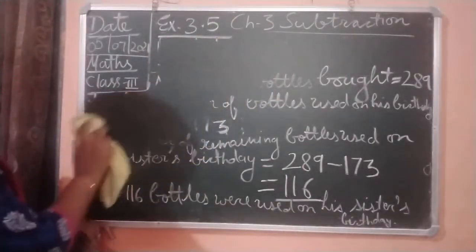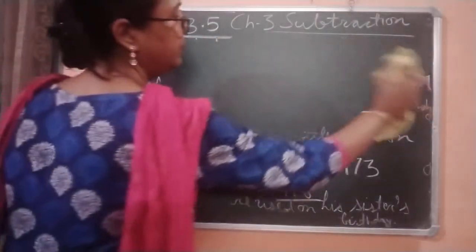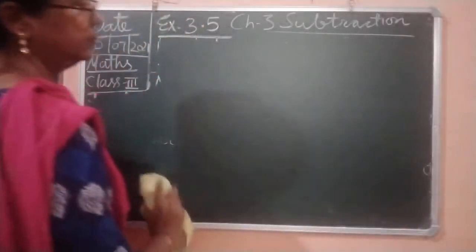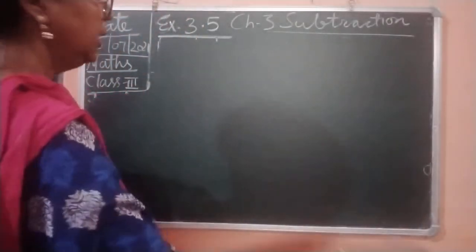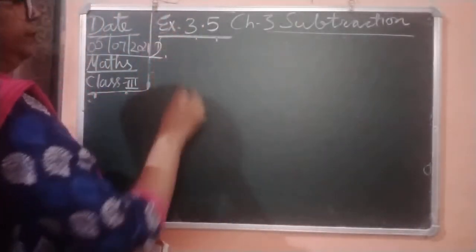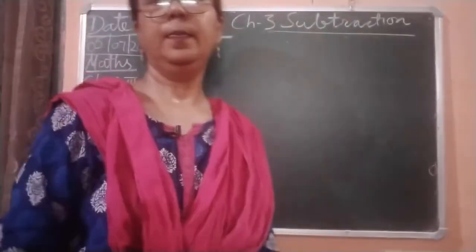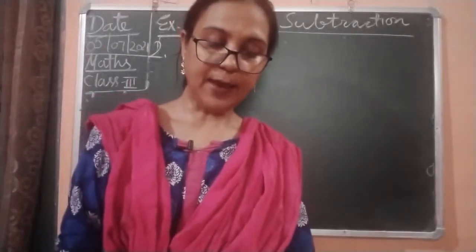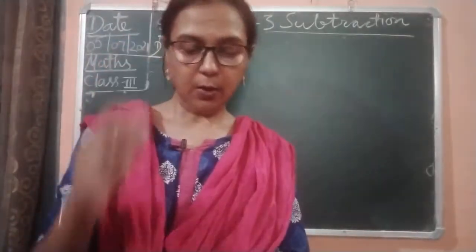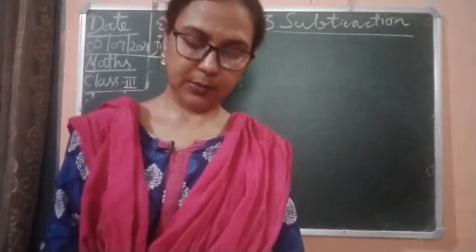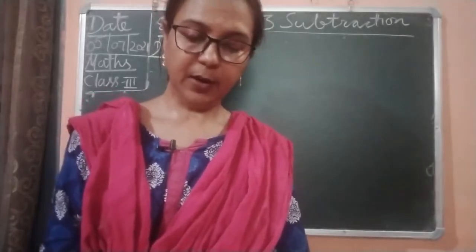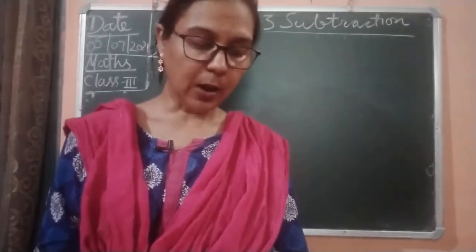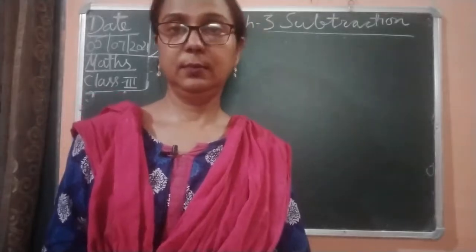Question number 2 of exercise number 3.5. Okay? Now second question is, my mother baked 537 biscuits for the school fete. 185 were not sold. How many biscuits were sold?